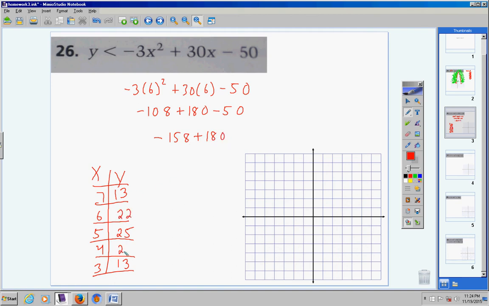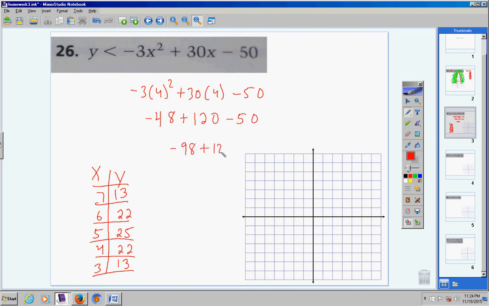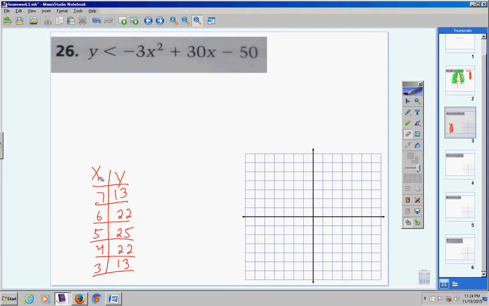Now we should get out a 22 here also when we substitute 4 in. So here we go. Negative 3 times 4 squared plus 30 times 4, negative 50. 4 times 4 is 16. 16 times negative 3 is negative 48. Positive 120, negative 50. Combine your negative numbers, you get negative 98, positive 120. Combine those and you do get 22. So that checks.